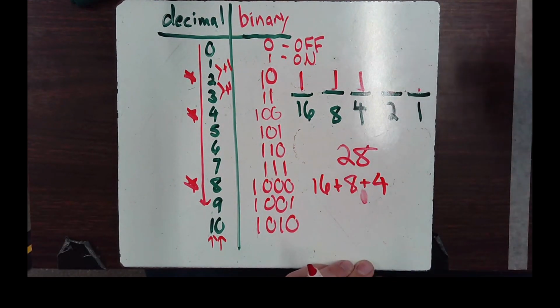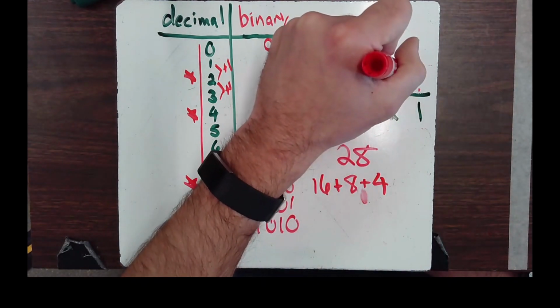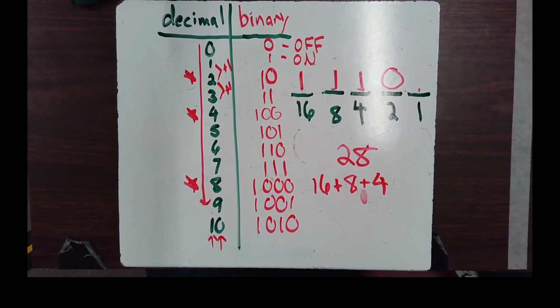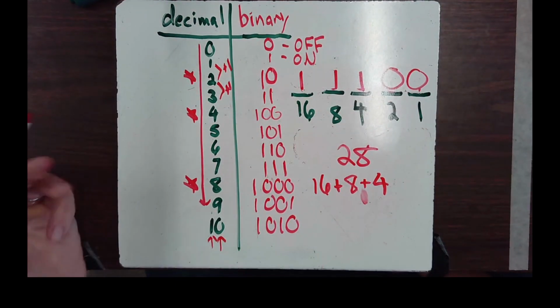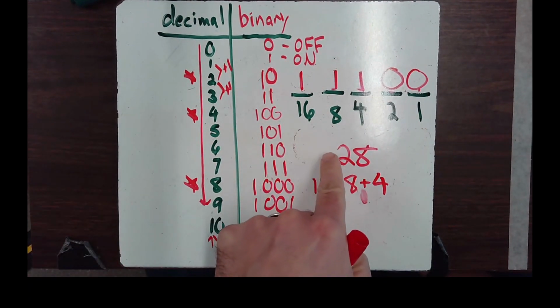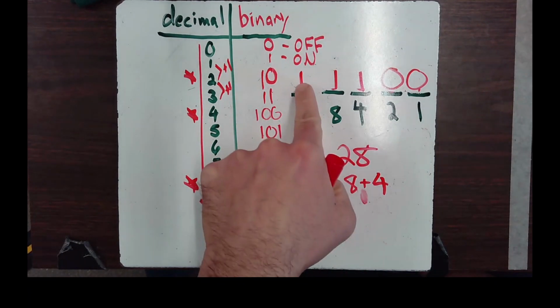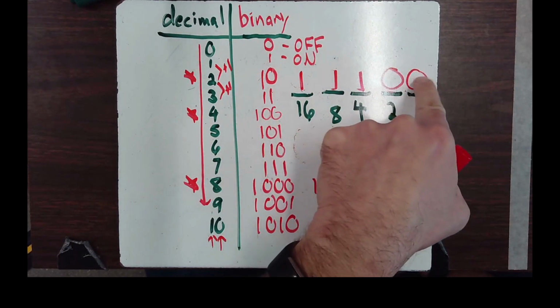So I don't need a 2. So I'll put a 0 there because I'm not going to use any 2's. There are no 2's in that number. And I'm not going to use any 1's because I'm already at 28. So I'll put 0 1's. So in binary, the number 28 is 1 1 1 0 0.